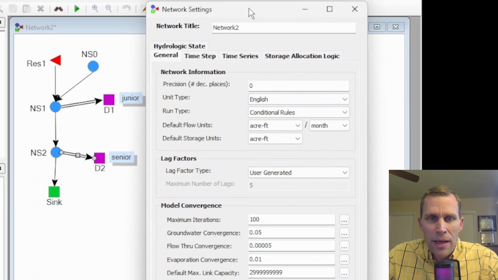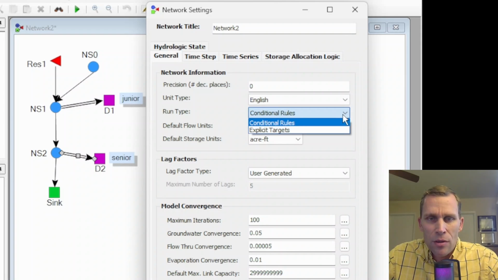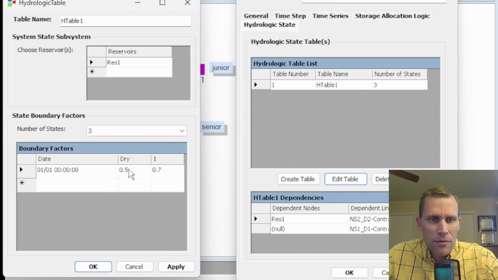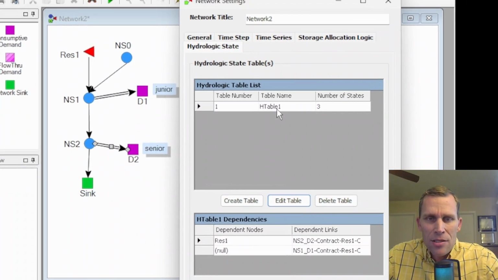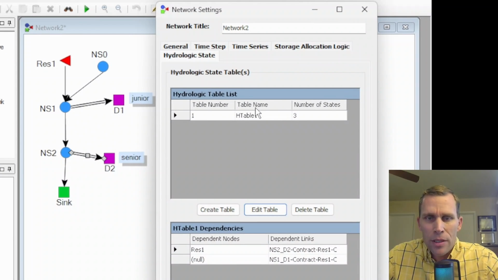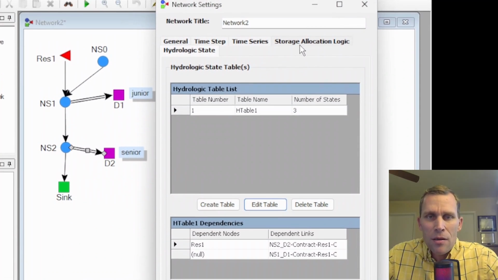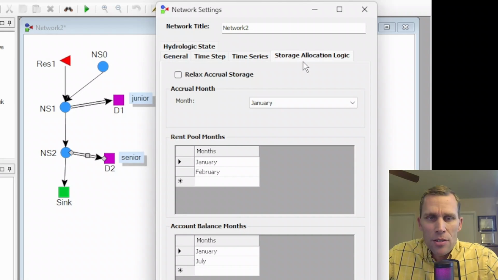In the general tab, I have the conditional rules toggled on, which is going to allow me to use different hydraulic states. I have a hydraulic state table defined here. Here are my factors for the boundaries. So I just wanted to point out that this H table 1 pops up a couple other places, specifically down here. It looks like the dependencies are already listed out. So anyway, let's talk about the storage allocation logic tab.